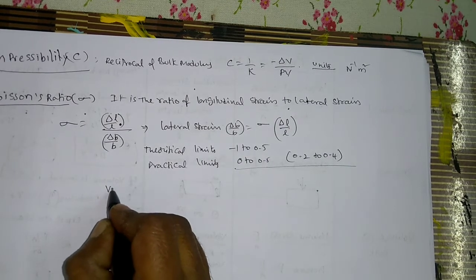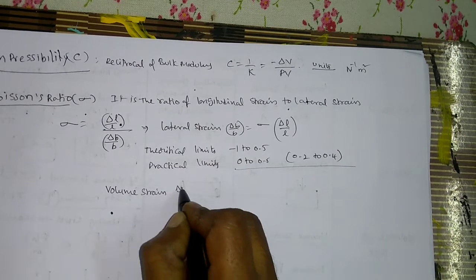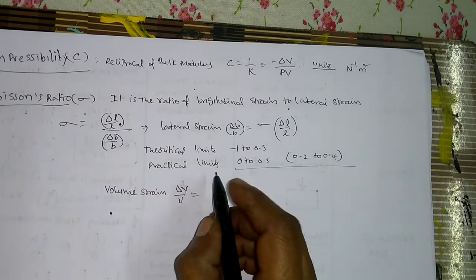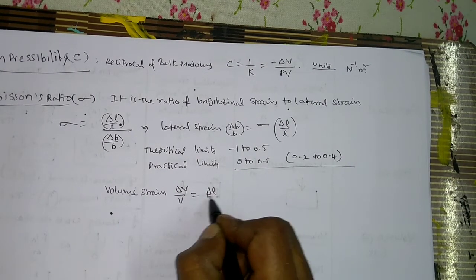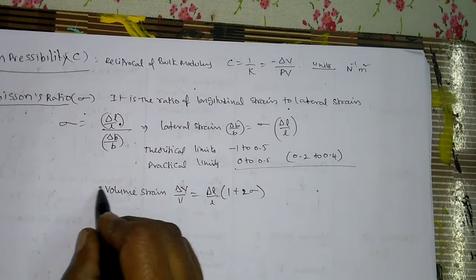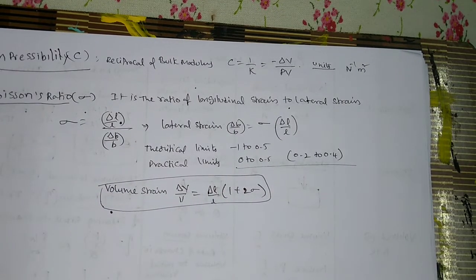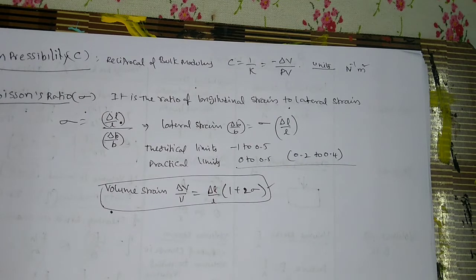Volume strain, delta V by V, is equal to delta L by L into (1 plus 2 sigma). This is the relation between volume strain, longitudinal strain and Poisson's ratio. This is a very important formula which will be used in doing the problems.